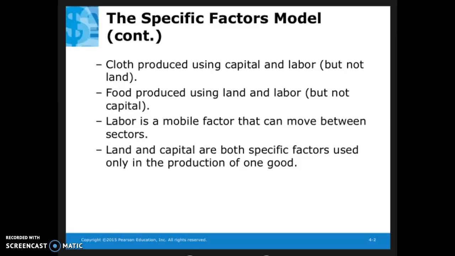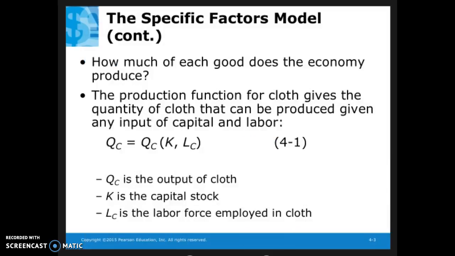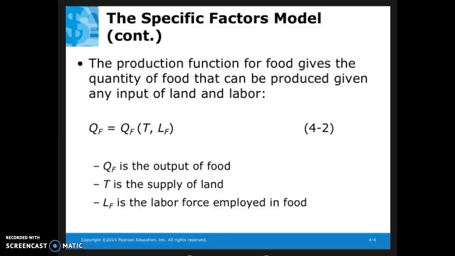So cloth is produced using capital and labor, food is produced using land and labor. Labor is a mobile factor that moves between sectors, and land and capital are specific, in that they're only used in the production of one good. So how much of a good does each economy produce? The production function is a function of capital and labor for cloth. For food, it's a function of land and labor.